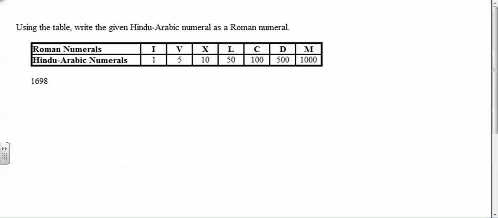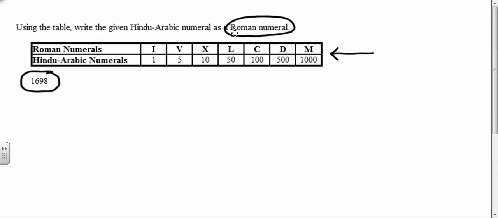This example is from MGF 1107 when we are converting a Hindu Arabic numeral to a Roman numeral, such as we did in section 4.1. Now in this problem you do have to know the Roman numerals and their equivalent Hindu Arabic numerals, and in this case they're given to you in a table. Now the Hindu Arabic numeral that we're given is 1698. And we're asked to convert that to a Roman numeral.